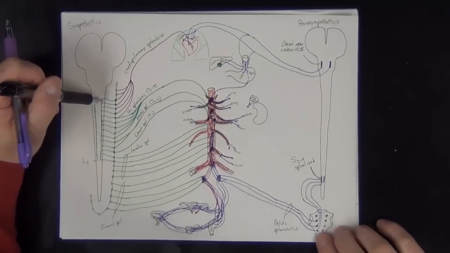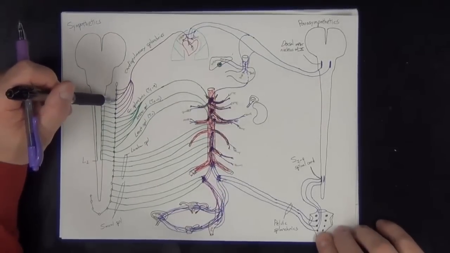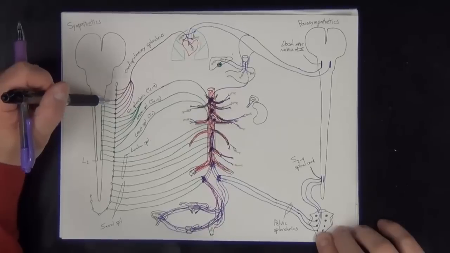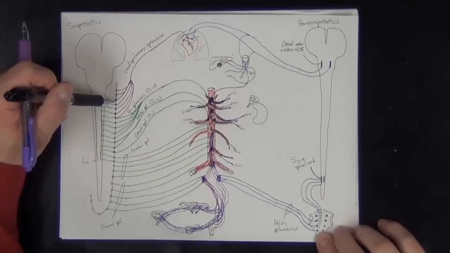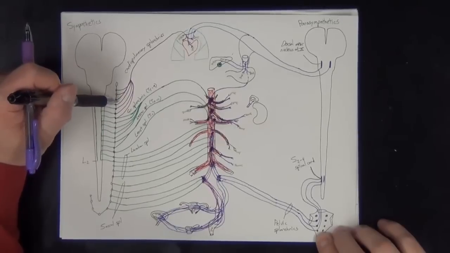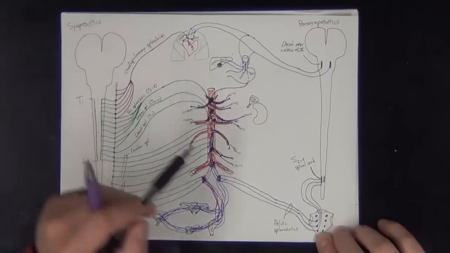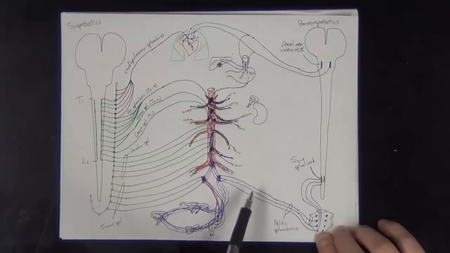Now, the presynaptic to postsynaptic neurotransmitter in this system is always acetylcholine. So presynaptic sympathetics to postsynaptic sympathetics, acetylcholine is the neurotransmitter that's released to trigger depolarization there. Same deal with parasympathetics. Pre to post is acetylcholine. But parasympathetics, postsynaptic to target organ is also acetylcholine.